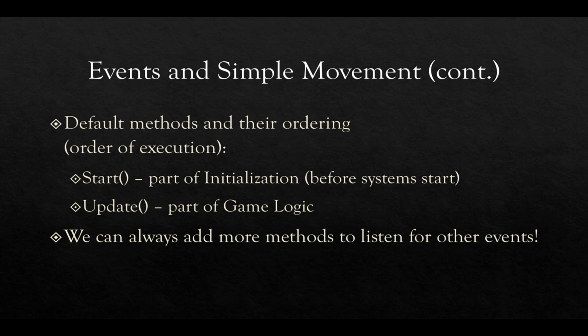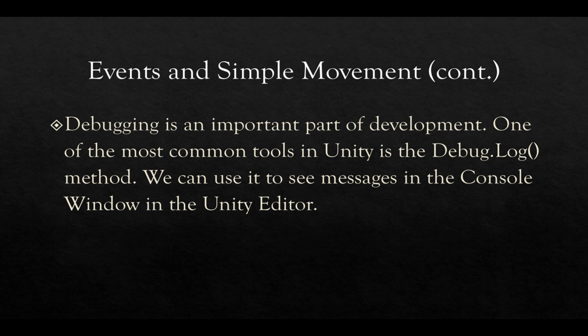One of the ways we can react initially is we can use part of debugging, and this is going to be something you're going to see me commonly use as we move forward, because we want to get debugging as part of our development process. We want to write code and test our code. Write code and test our code is a pattern we want to get into. So debugging is an important part of development. One of the most common tools in Unity is a method called Debug.Log, which I'm about to use in just a moment. So we can use this to see messages in the console window in the Unity editor. So you may be asking, what is the console window? Let's move back to Unity and then we will finally start writing some code.